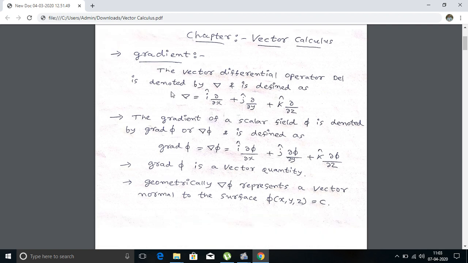The vector differential operator del is denoted by this symbol and is defined as del is equal to i del by del x plus j del by del y plus k del by del z. This is called the vector differential operator del. This will be helpful to define gradient.